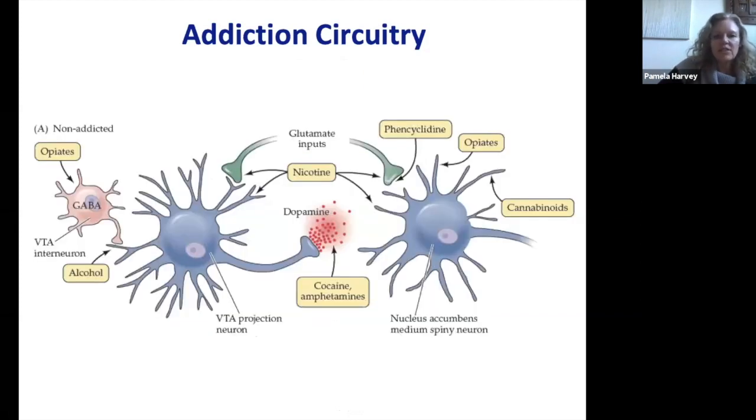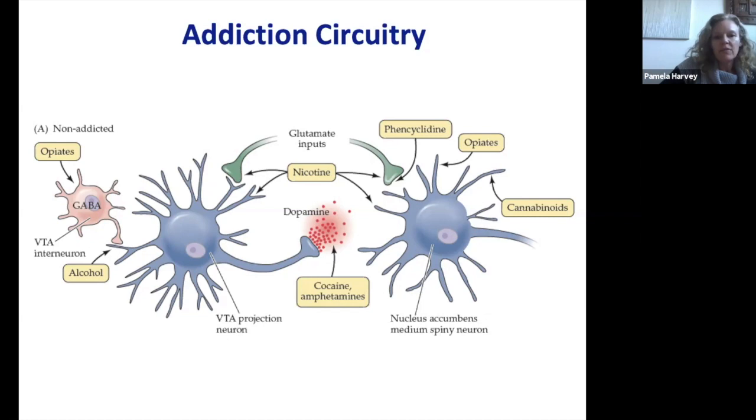So if we just look at the effect that different drugs have on these connections between the ventral tegmental area, this is the projection neuron that connects to the nucleus accumbens. And you can see that these are depicted as really spiny. They have tons and tons of processes because they're just taking in a ton of information from different areas of the brain. You can have an interneuron that connects to the ventral tegmental area projection neuron that inhibits.